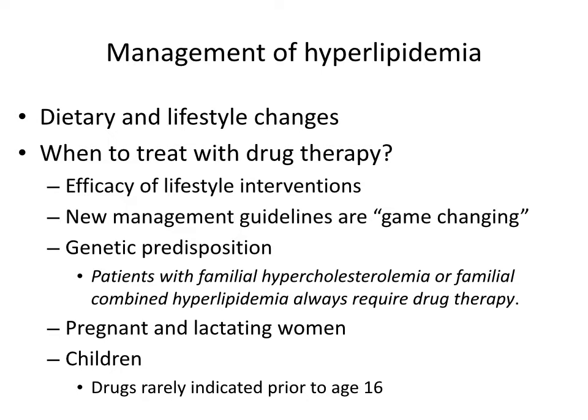And then there's also kids. So especially in families that have familial hypercholesterolemia, for example, when do you start treating kids? How early? So this is managing the benefits and the risk of treatment. Typically in kids, drugs are not indicated prior to age 16, but not always. And we'll talk about one class of drugs that is probably the best tolerated and could be an option for some children.